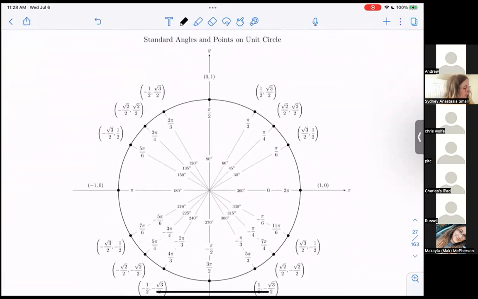So for example, let's look at pi over 6. If I wanted to know the sine of pi over 6 on the unit circle, all I have to do is look at this y coordinate here, 1/2. If I want to know the tangent of pi over 6, I just do the sine over the cosine. So it would be 1/2 over √3 over 2, which is just 1 over √3.